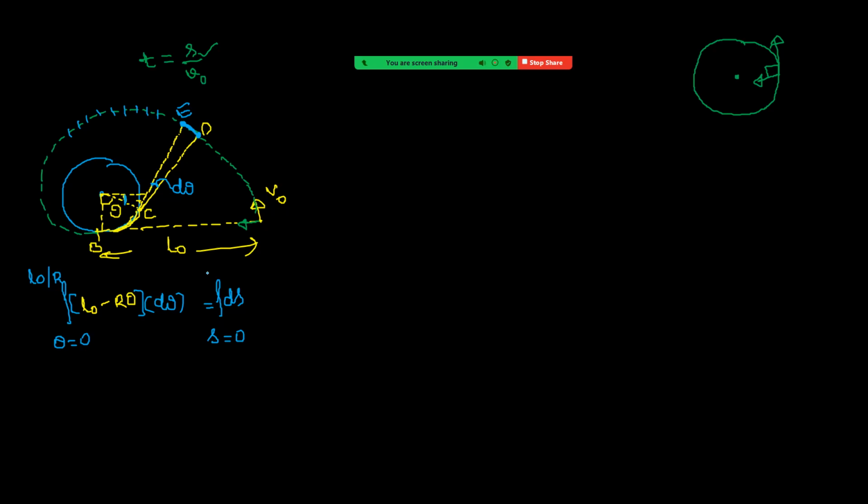Now see the calculation. So it is S. S equal to L naught theta minus r theta square by 2. Okay. Now substitute the value of theta in this. Theta value L naught by R to 0. It becomes L naught square by R minus L naught square by 2R. Okay.